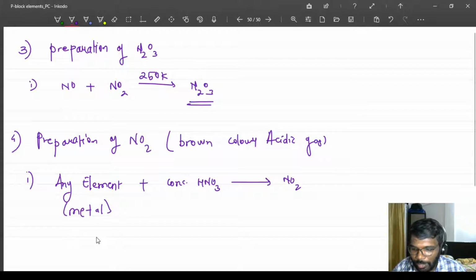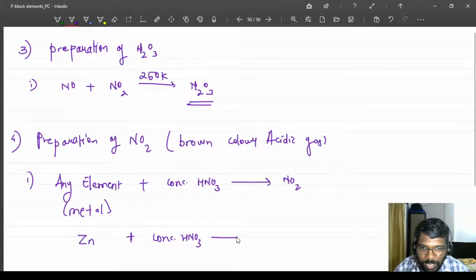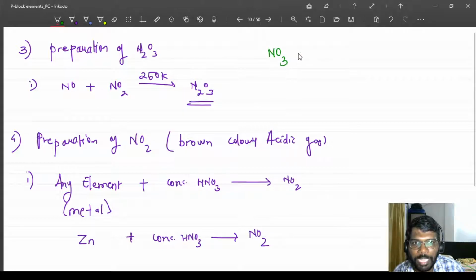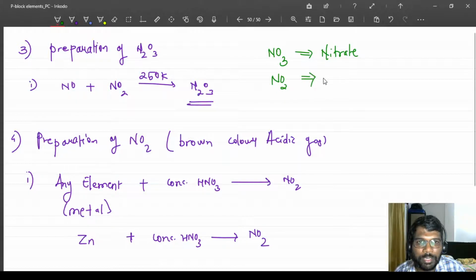Okay, and if you react zinc, for example, zinc reacting with concentrated HNO3, and here it is concentrated, there it was dilute. What you get is again NO2. Now, many students must be confused about when to put a nitrite and when to put a nitrate. Remember, if it is NO3, then it is nitrate. And if it is NO2, then it is nitrite. That way you can remember.